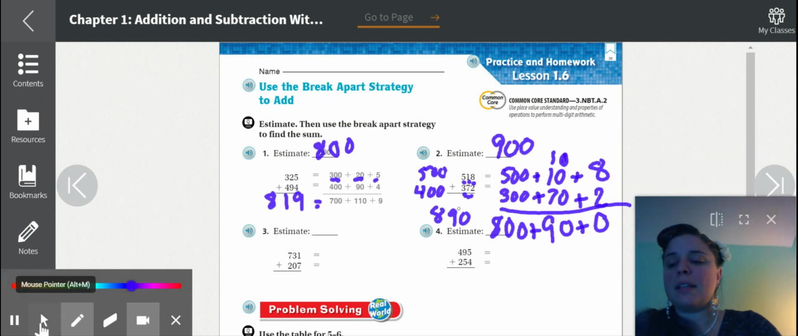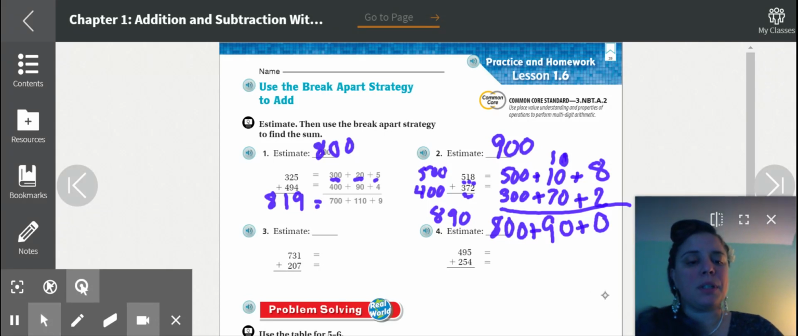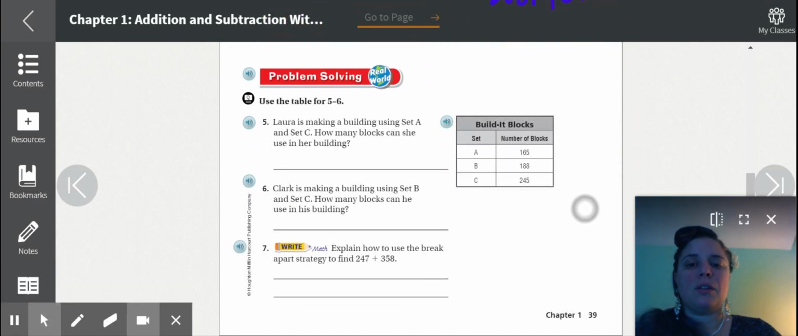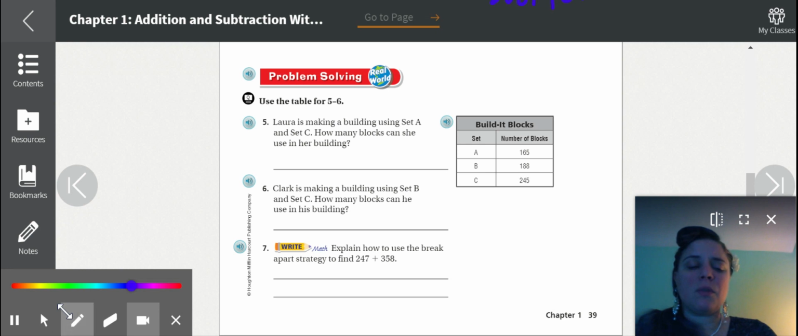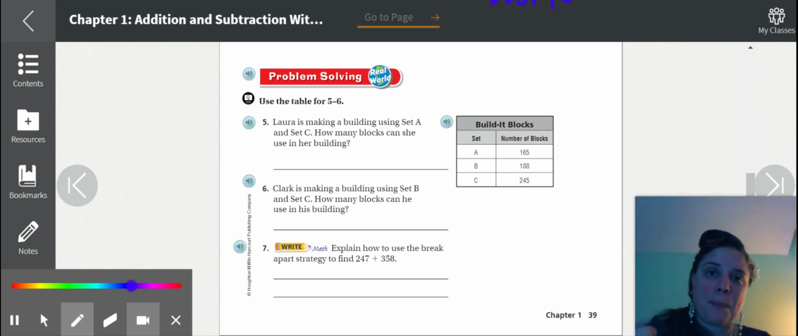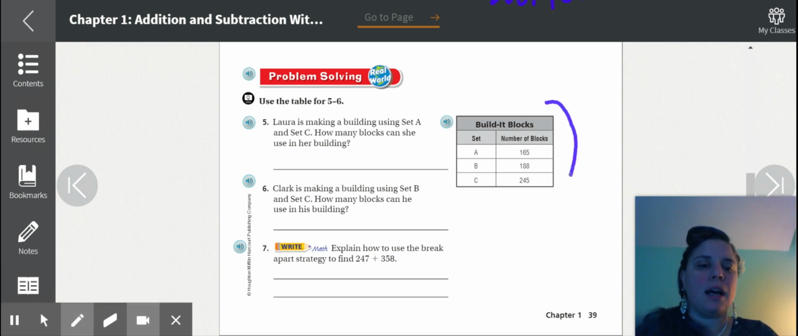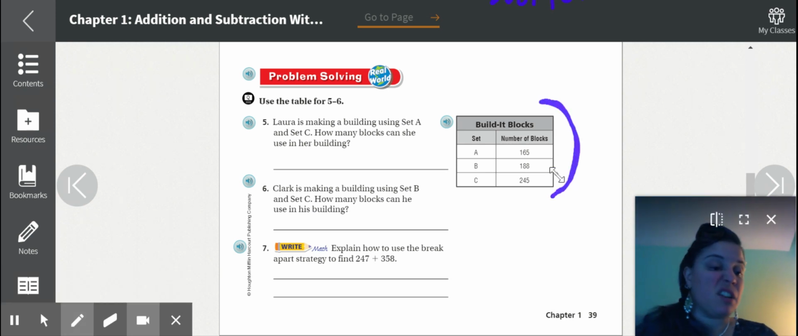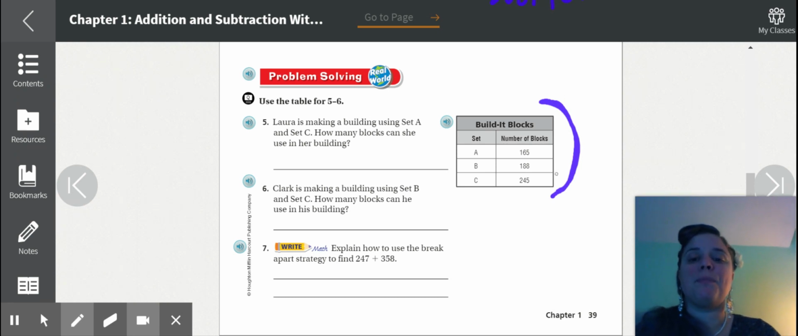So you're going to do that same thing for the other two problems here. And then you're going to do the problem solving section. And of course, when we do the word problems, you always read the problem once. You go back and underline what it is asking you to do. And then you circle the important information. And it's based on this little graph here. So that's where we're going to get all our information.